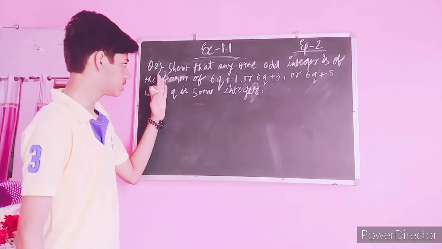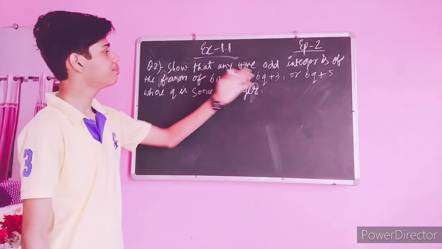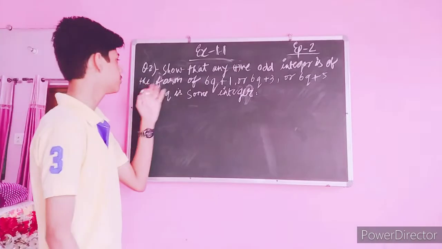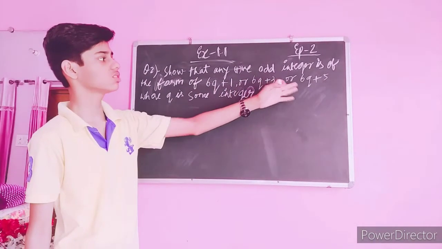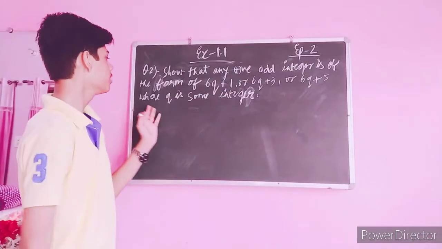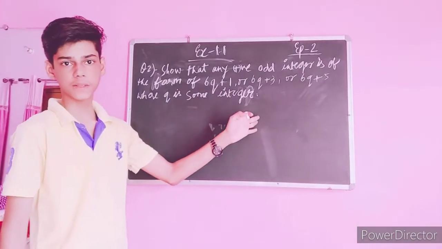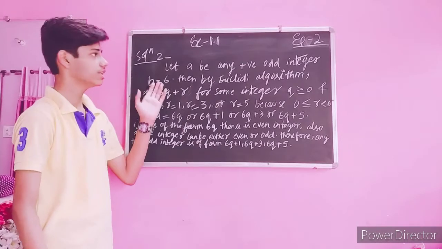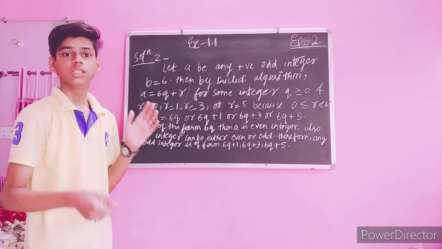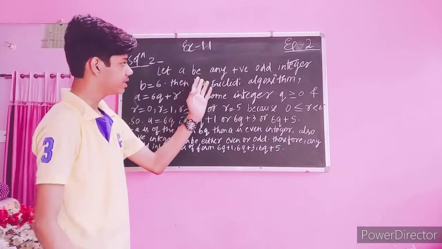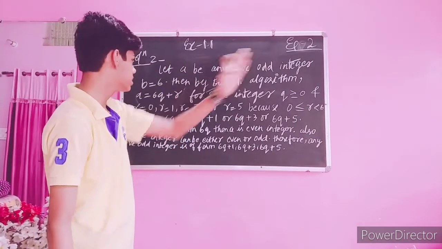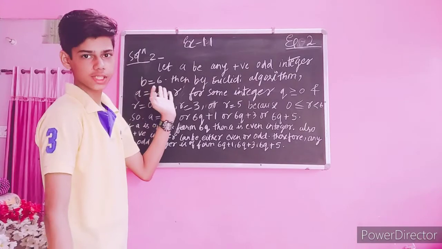So here we have our next question. Show that any positive odd integer is of the form 6q plus 1 or 6q plus 3 or 6q plus 5, where q is some integer. Now here is the answer for question 2. Just try to understand. Let A be any positive odd integer and B is equal to 6.